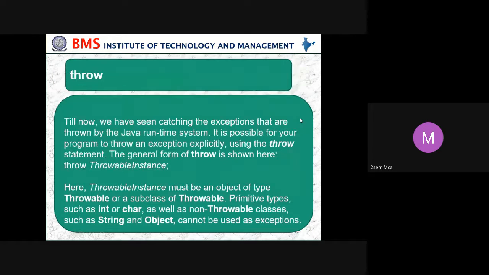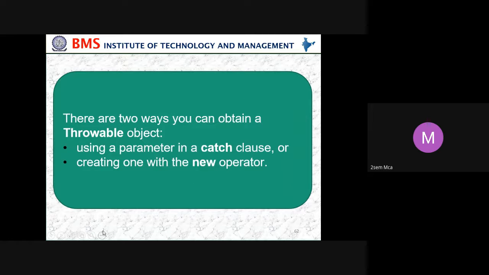Then throw. Till now we have seen catching exceptions that are thrown by the Java runtime system. It is possible for your program to throw an exception explicitly using a throw statement. The general form of throw is shown here: throw ThrowableInstance. Here, ThrowableInstance must be an object of type Throwable or a subclass of Throwable. Primitive types such as int and char, as well as non-Throwable classes such as String and Object, cannot be used as exceptions. There are two ways you can obtain a Throwable object: using a parameter in a catch clause, or creating one with the new operator.